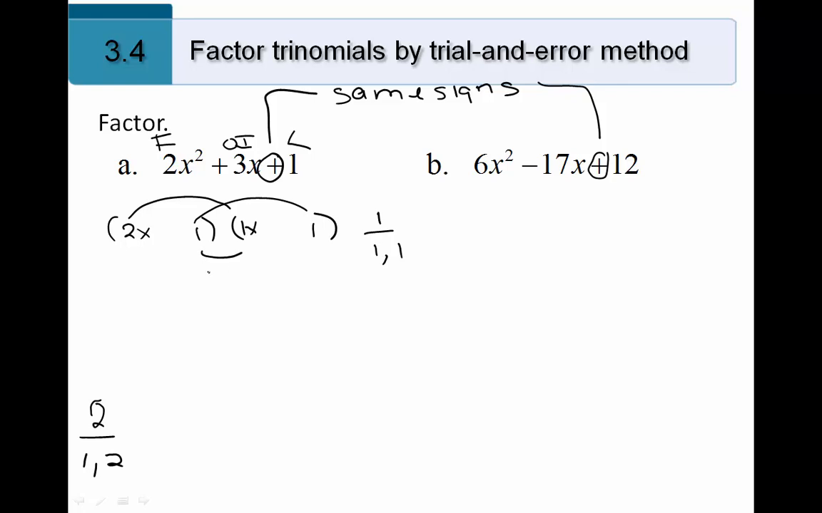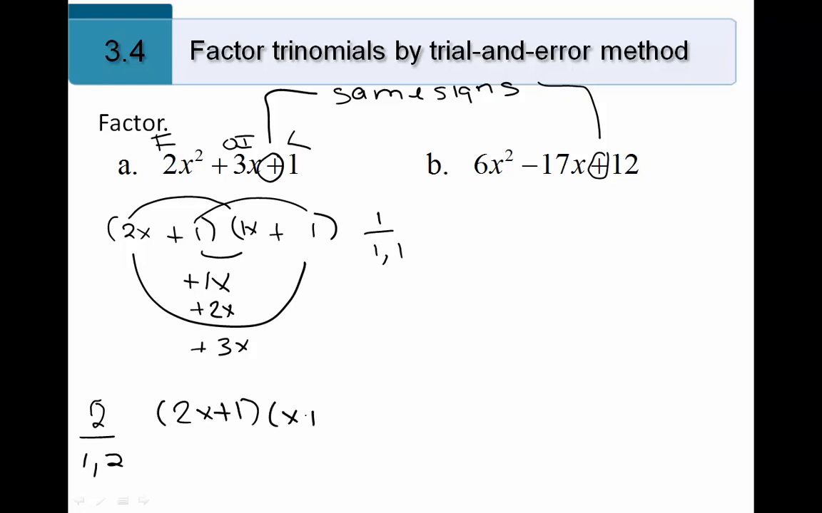1 times 1x is 1x. 2x times 1 is 2x. It needs to add up to positive 3x, so these would both have to be positive. So we're finished. 2x plus 1 multiplied by x plus 1. Or you could have x plus 1 multiplied by 2x plus 1.